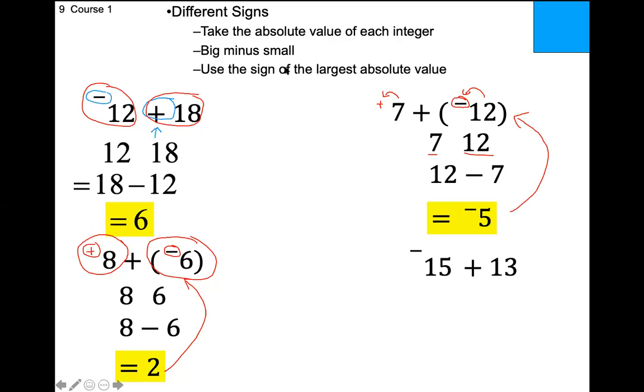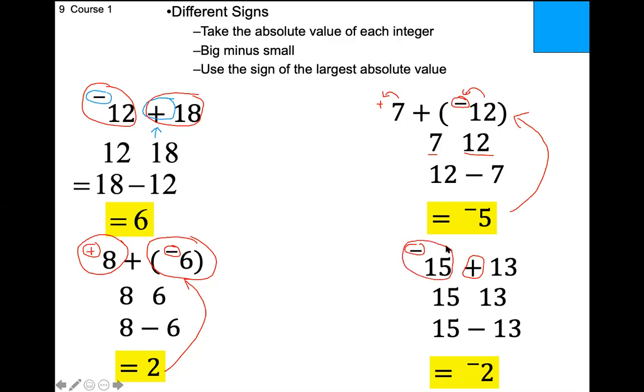Last one. One's negative, one's positive. Different signs. Take the absolute value of both. Absolute value of negative 15 is 15. The absolute value of 13 is 13. Big minus small. Big minus small, that'd be 15 minus 13 is 2. We go back to the original problem and we say more negative coins or more positive coins? There are more negative coins. By the way, that's literally the answer. There's 2 more negative coins than there are positive coins. And so therefore the answer is negative 2.